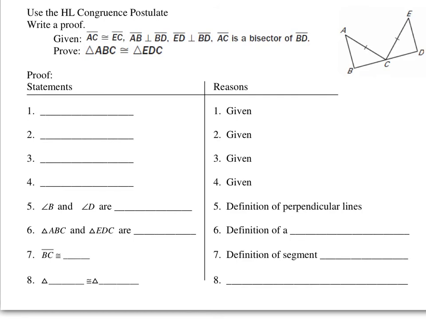So for our proof of using HL, so remember when you start a proof, you may not know the reason that it's going to be at the end, but we're going to go through one of each of them. So in our triangles over on the right, we don't really have all of the different pieces that are labeled. So AC is congruent to EC.